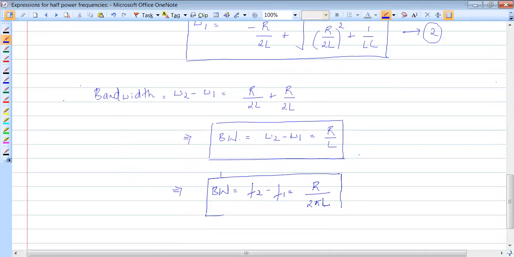So if you obtain omega 2 and omega 1, obtaining bandwidth is not a difficult task. That's why they ask for bandwidth along with omega 1 and omega 2. And remember, when we say half power frequencies, it could be f1 and f2, or it could even be omega 1 and omega 2. Get this point? Now I'll give you f1 and f2.